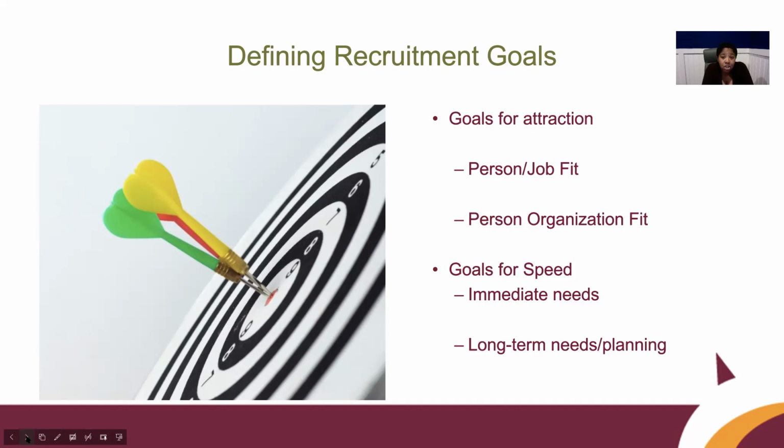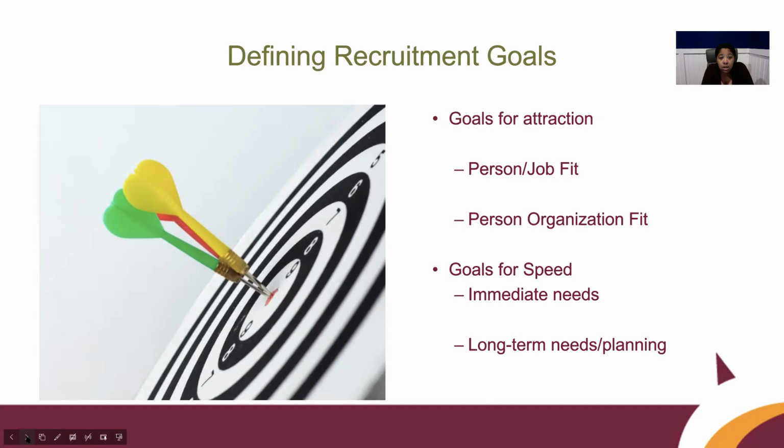I have personally just found that it's beneficial in your retention of your candidates and your employees if you implement that person-organization fit. But depending on the nature of the work that you're doing, sometimes that person-job fit is just as effective. So you want to keep that in mind as you're establishing your recruitment goals. What fit are you looking at? What approach are you looking for to attract your talent to your organization?